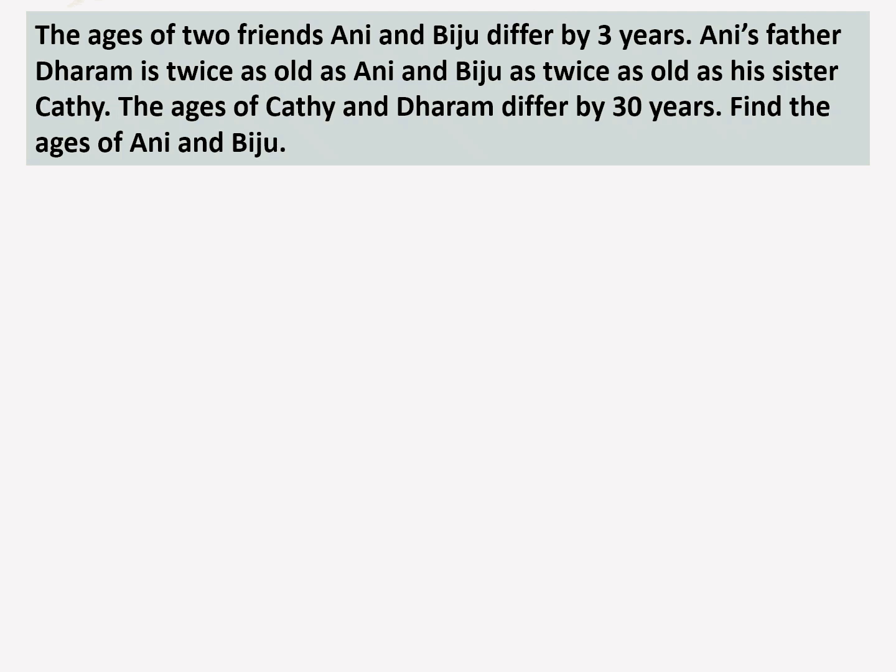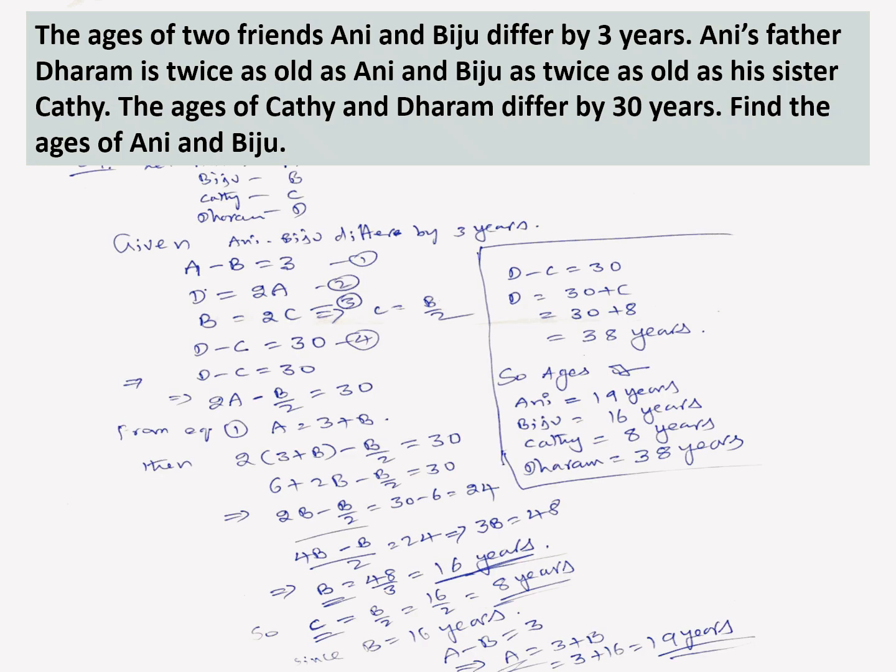So here the problem given is: the ages of two friends Ani and Biju differ by 3 years. Ani's father Dharam is twice as old as Ani, and Biju is twice as old as his sister Kathy. The ages of Kathy and Dharam differ by 30 years. Find the ages of Ani and Biju. Here several relations have been given. Using the relations we will write them down. Consider Ani as A, Biju as B, Dharam as D and Kathy as C. So using that you can solve like this.